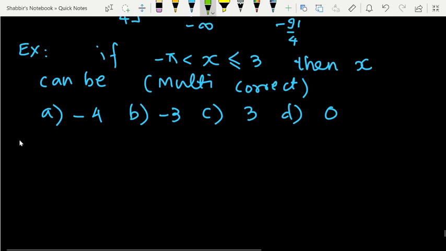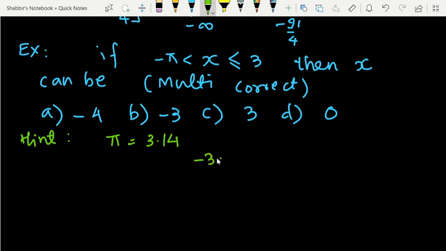So the hint is, just plot this on a number line, or mentally also you can try. You need to understand that pi is equal to 3.14. Now you can try, just substitute the options given in the question, because in multi-correct questions we need to check the options to get the correct options. So 3.14 is pi. So minus 3.14. So let's see the solution now, guys.